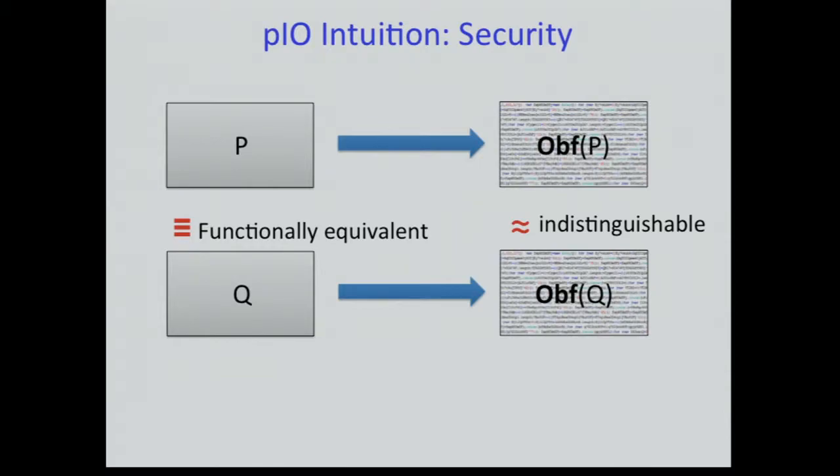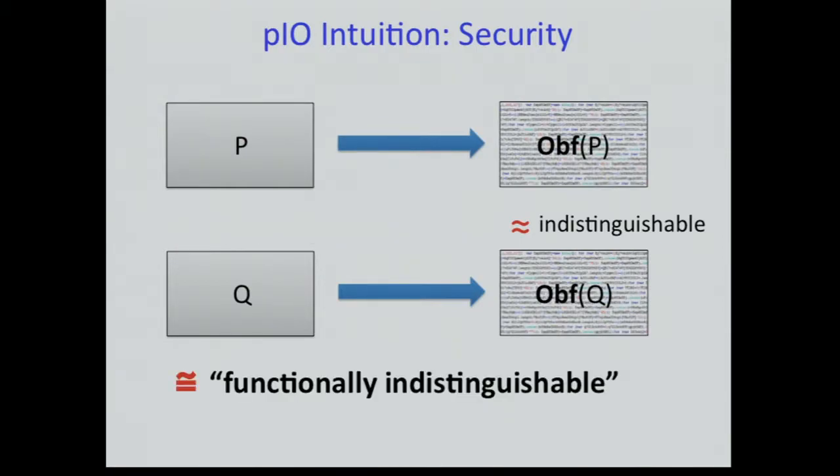The more interesting thing is, of course, security. What can I get? Well, plain I/O tells me that if two deterministic programs are functionally equivalent, meaning that they agree on every input, then the obfuscations should be indistinguishable. Now when we move to probabilistic programs, functional equivalence doesn't exist. Intuitively, I would want to say that the programs should be functionally indistinguishable. Think about it: program P is producing encryption of 0, and program Q is producing encryption of 1. If the adversary has no secret key, then I want the obfuscated programs to be indistinguishable.